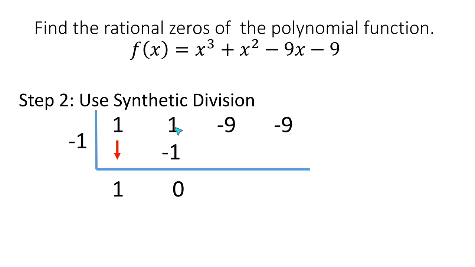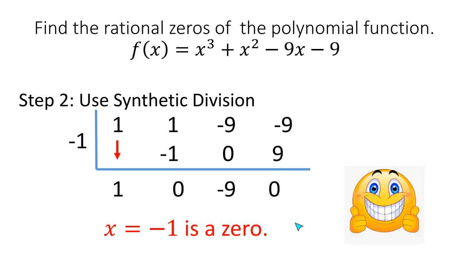Negative 1 times 1 is negative 1 plus 1 is 0. 0 times negative 1 is 0. Negative 9 plus 0 is negative 9 times negative 1 is going to be a positive 9. Plus a negative 9 gives me that 0 that I need. And so that's going to make me happy because I can say that x equals negative 1 is a 0.